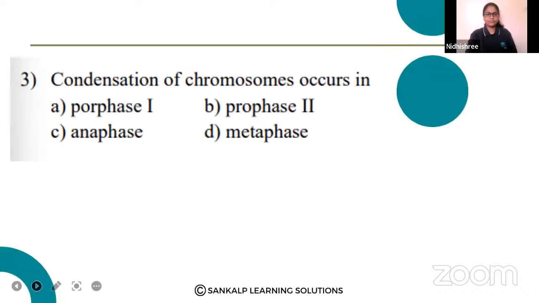Next. Third question goes like this, guys. Condensation of chromosomes occurs in which stage? Prophase 1, prophase 2, anaphase and metaphase. Condensation of chromosomes, that is thickening of chromosomes, is observed in which phase? Be fast, guys. Who is going to answer this? Yes, YouTube students, be fast.